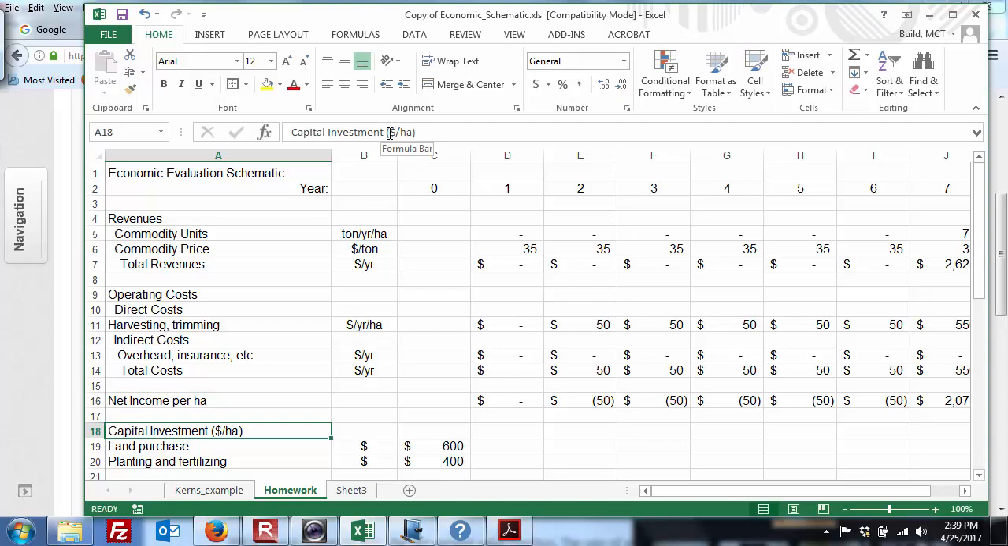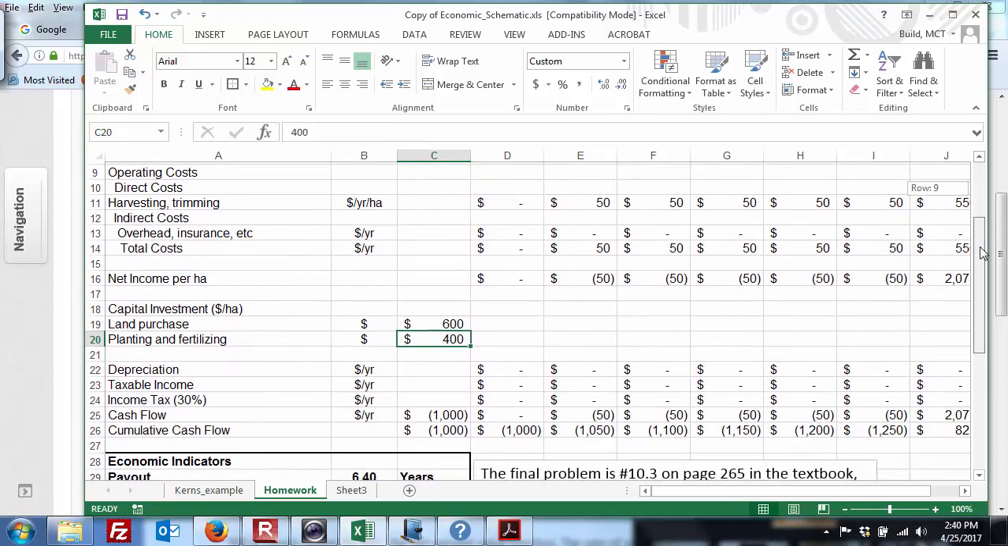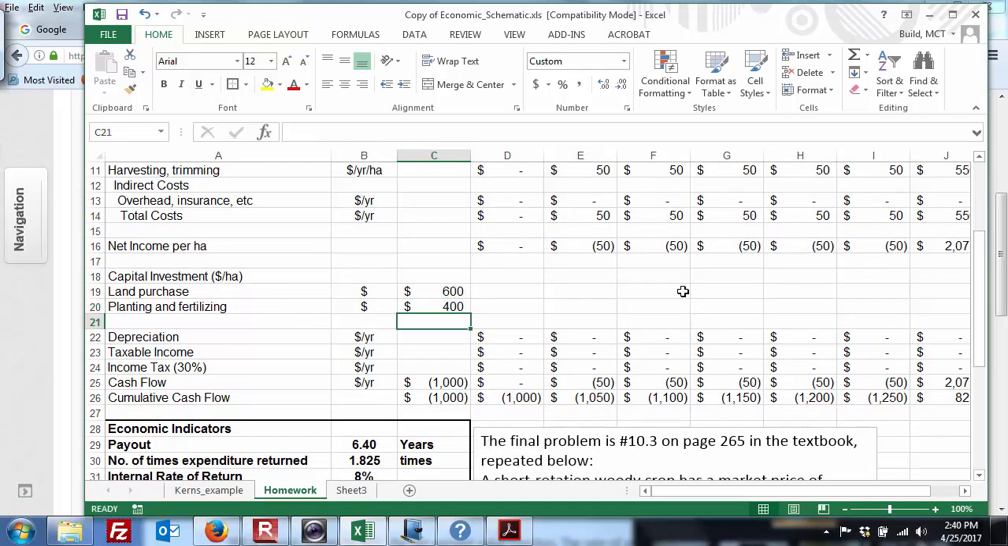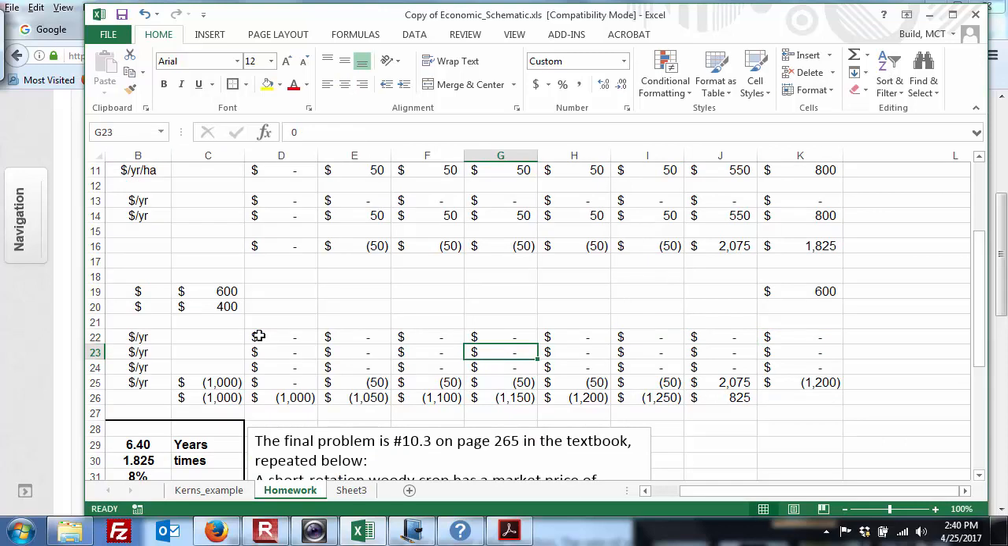Capital investment, dollars per hectare. Land purchasing was 600. Planting and fertilizing was 400. Initially, it was a one-time cost. No depreciation was mentioned, so I just zeroed those out.